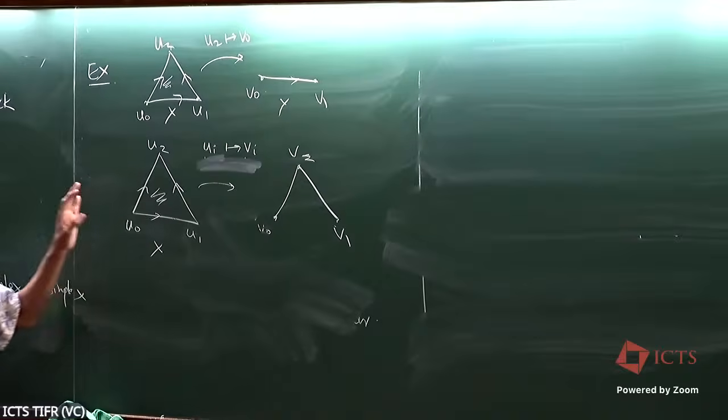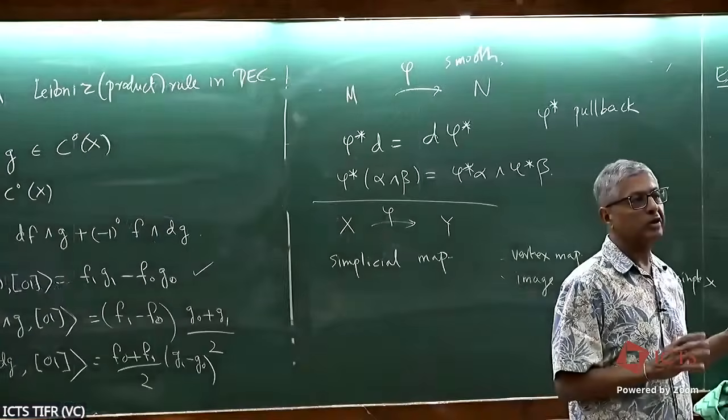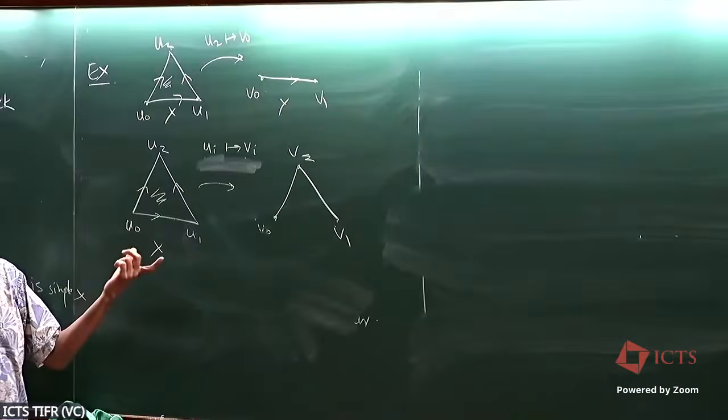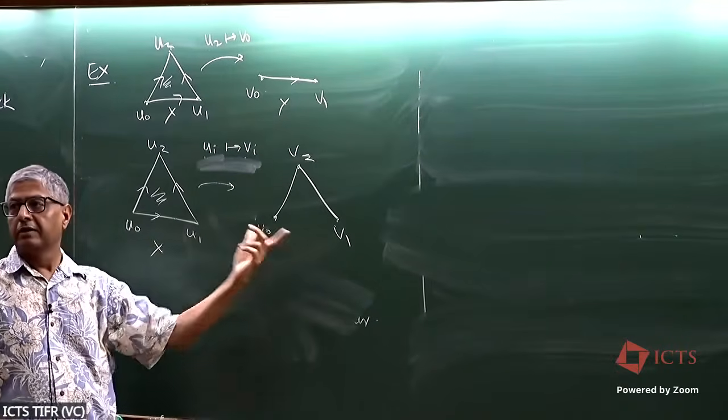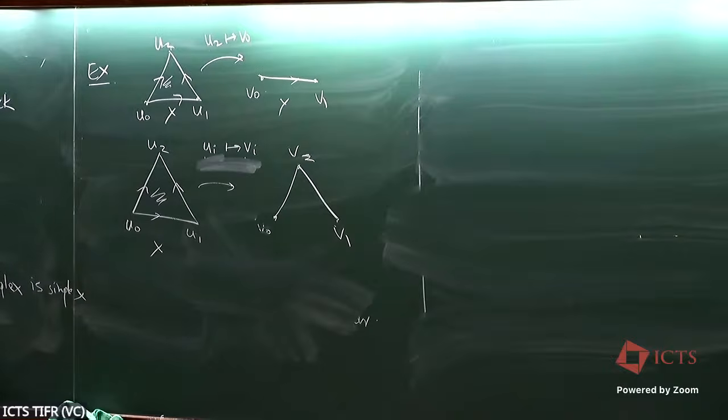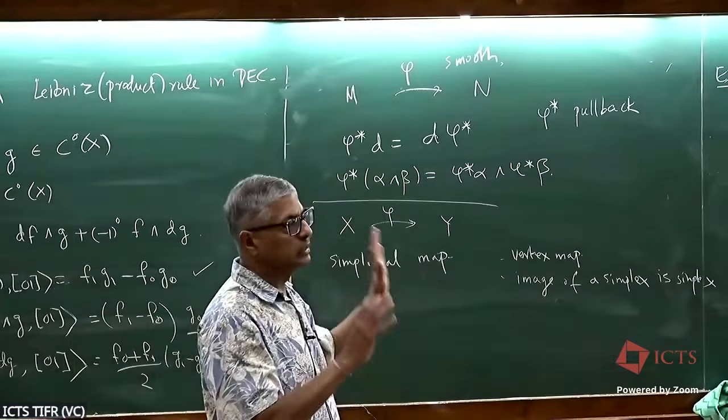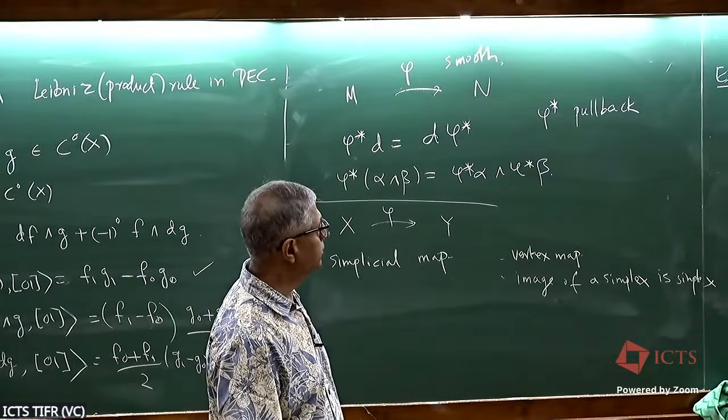Looking at this picture, I hope you think that this looks like a reasonable definition, at least of continuity in the discrete sense. Things that were nearby, i.e. connected by an edge, cannot get far away, but things can collapse. So this is our discrete notion of a smooth map, so to speak, in the discrete world.